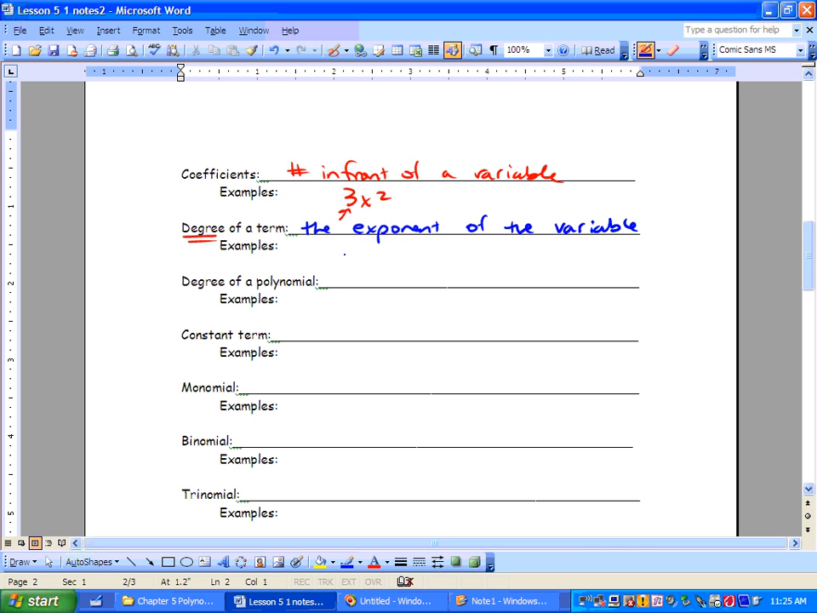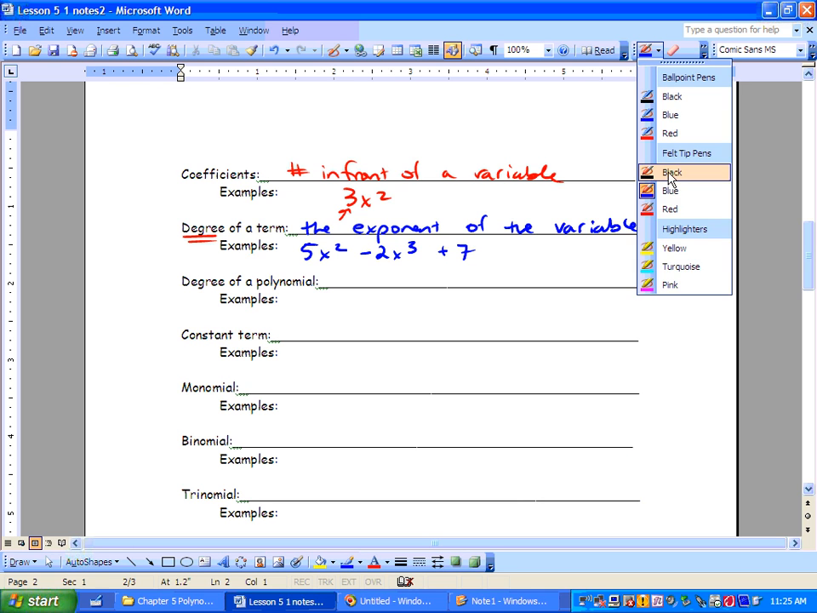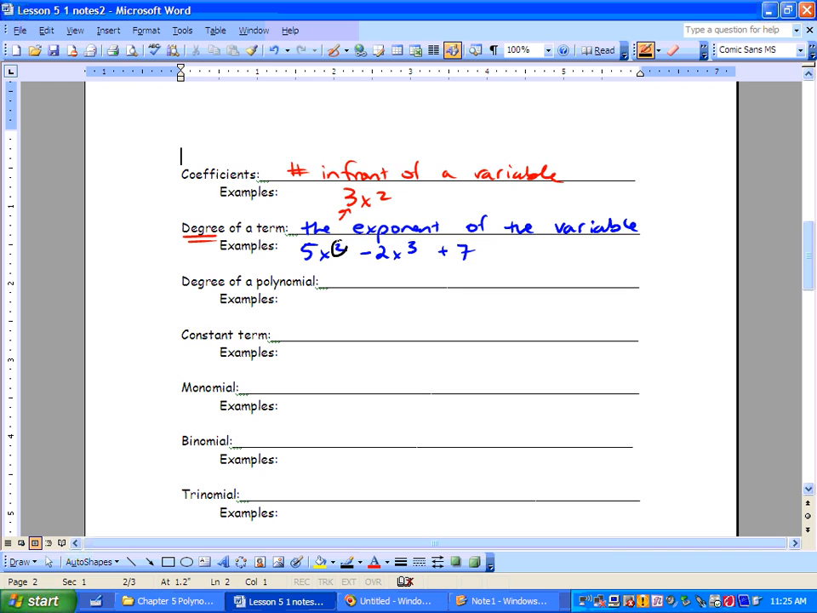All right, so an example would be 5x squared minus 2x cubed plus 7. So the degree for each variable, that's a degree of 2. That's a degree of 3. And if we put an x in there to the 0, that would make it to 1, right? So it's just like saying 7 in the end. So the degree of that is 0.